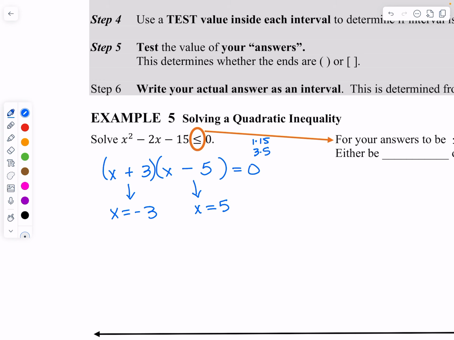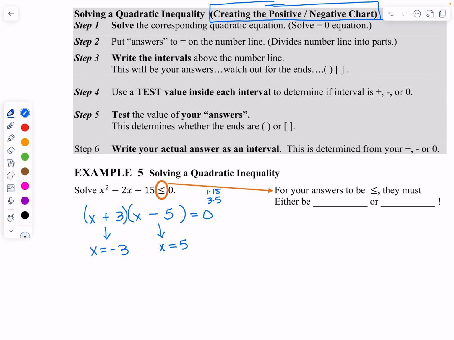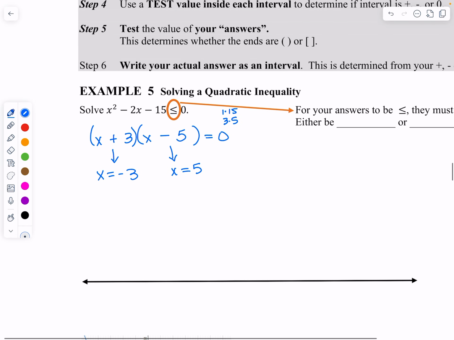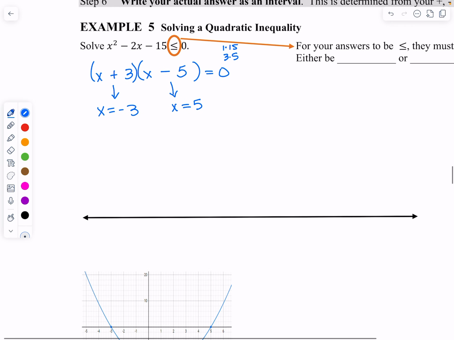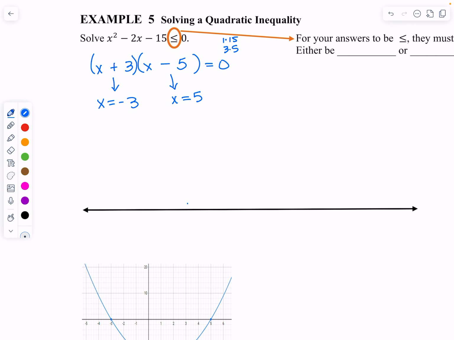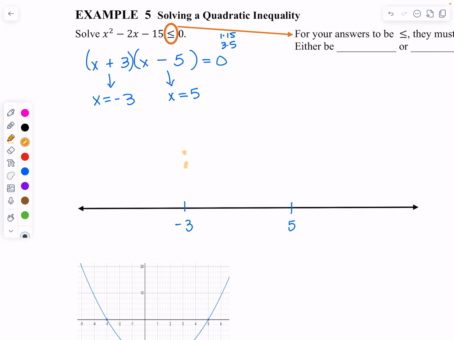Now we've got to figure out the answer since it says less than or equal to. Well, the first thing I'm going to do is put these two answers on my number line. So I'm going to put a -3 here and a +5 there. Notice that separates this into 3 parts, right? So we've got 3 parts right here.